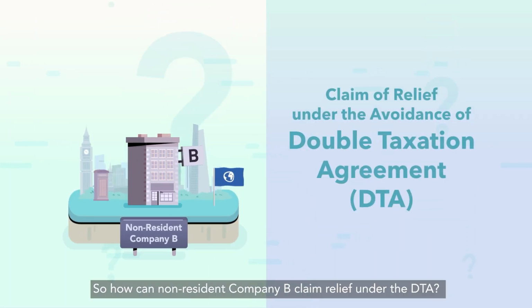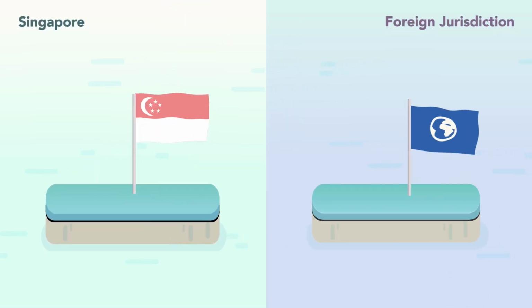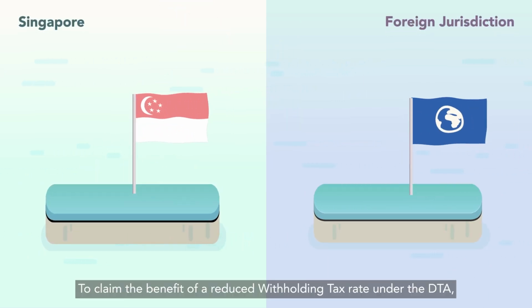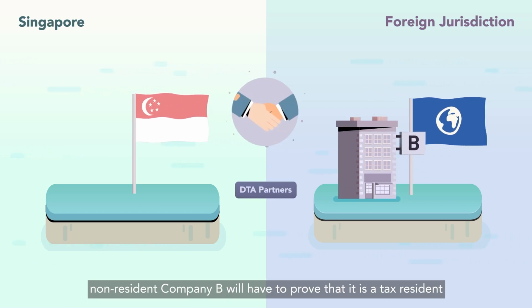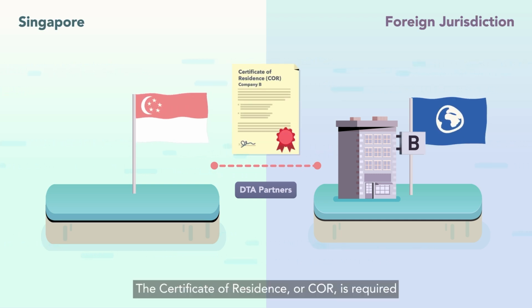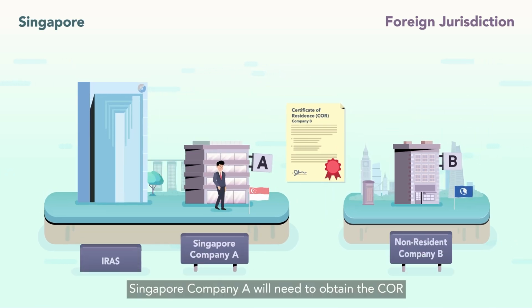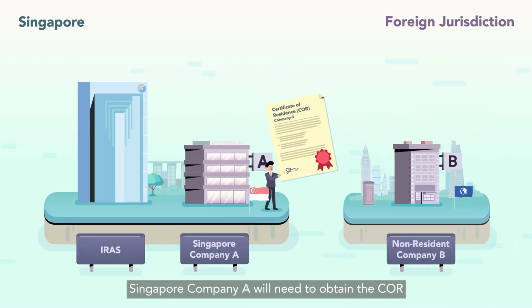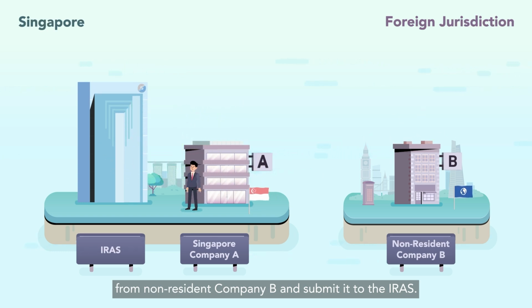So how can non-resident Company B claim relief under the DTA? To claim the benefit of a reduced withholding tax rate under the DTA, non-resident Company B will have to prove that it is a tax resident of the DTA partner that Singapore has concluded the DTA with. The Certificate of Residence, or COR, is required to prove the tax residency of non-resident Company B. Singapore Company A will need to obtain the COR from non-resident Company B and submit it to the IRAS.